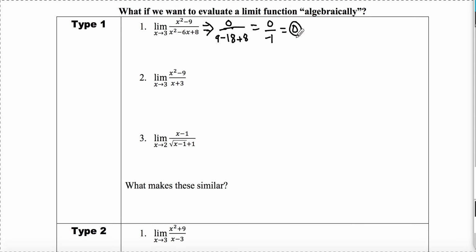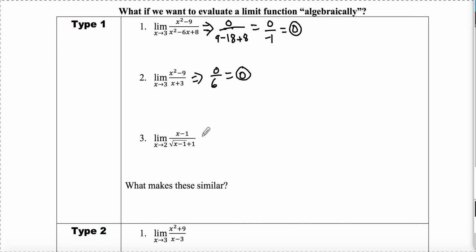That means that this function is also continuous. We don't have a hole or anything there. Let's try a different situation. All right, let's see this one. We can just try plugging things in again. X is approaching 3, so that'd be 3 squared minus 9. That gives us 0 again, over 3 plus 3 is 6. Hey, look at that. 0 divided by 6 is 0, so the limit is 0.